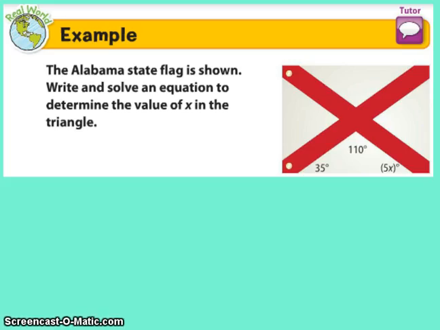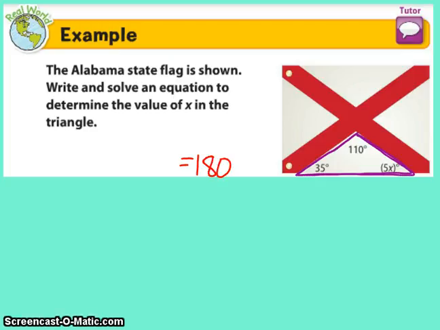If you'll flip your paper over to the last example, it says the Alabama state flag is shown. Write and solve an equation, determine the value of x in the triangle. So if you notice, I have a triangle here. I have a couple, but I want to focus on this one. And so I know that all triangles are equal to 180, so I just need to create an equation. Because they're all equal to 180, let's start there.